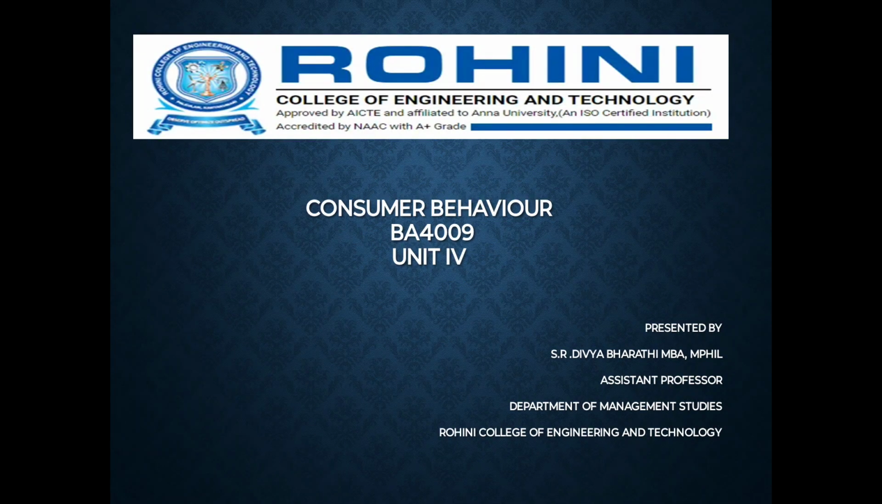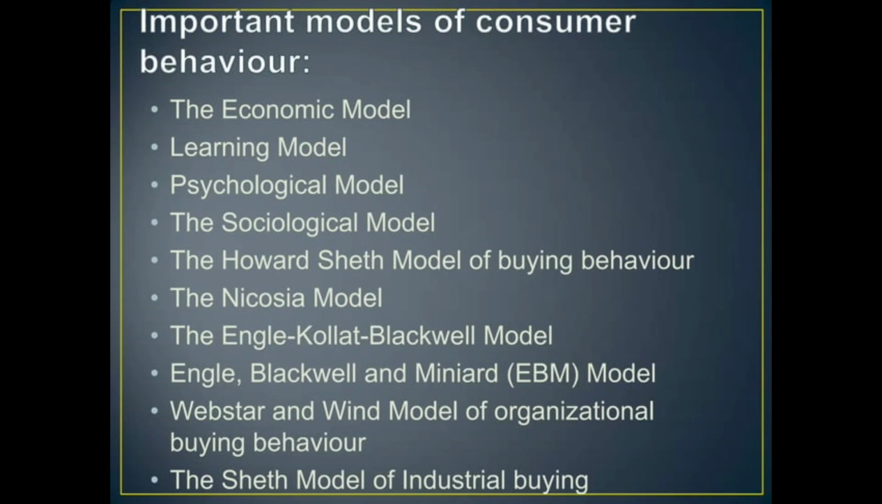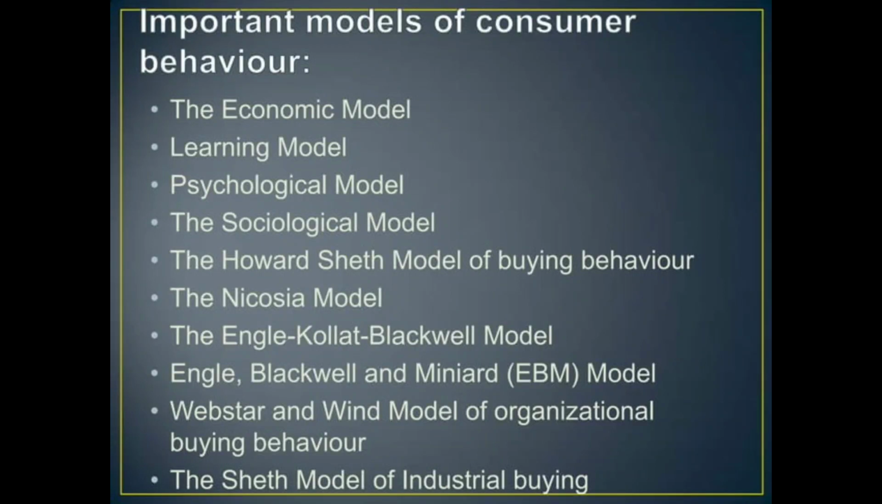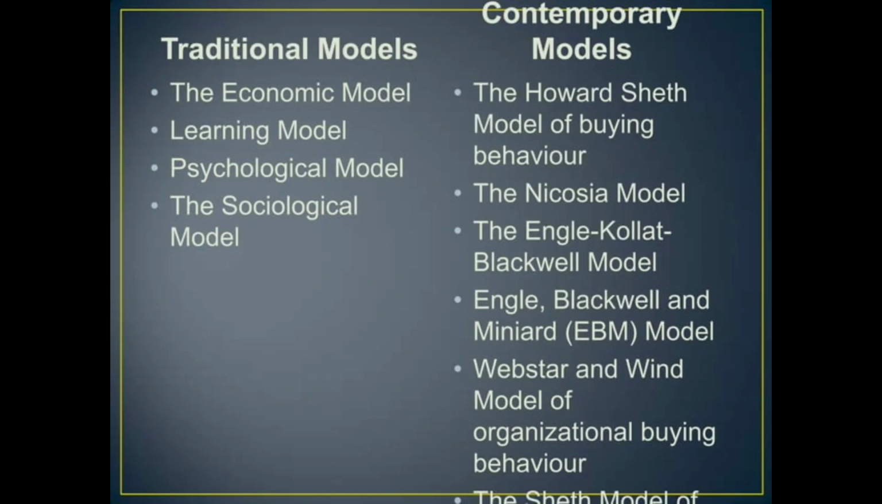So we are now discussing the subject of consumer behavior, Unit 4. Unit 4 contains the topic of consumer behavior models. Models of consumer behavior are classified into two: traditional models and contemporary models. Traditional models are the economic model, learning model, psychological model and sociological model, and contemporary models are classified into the Howard Sheth model of buying behavior, Nicosia model, Engel Kollat Blackwell model, Engel Blackwell and Miniard model, Webster and Wind model of organizational buying behavior, and the Sheth model of buying behavior.